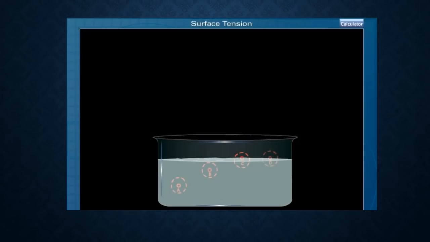Now consider molecule D that lies on the liquid surface. This molecule has its sphere of action exactly half outside the liquid and half inside the liquid. Thus, molecule D experiences a downward attractive force. Due to this downward attractive force, the molecules on the surface experience a tension called surface tension.